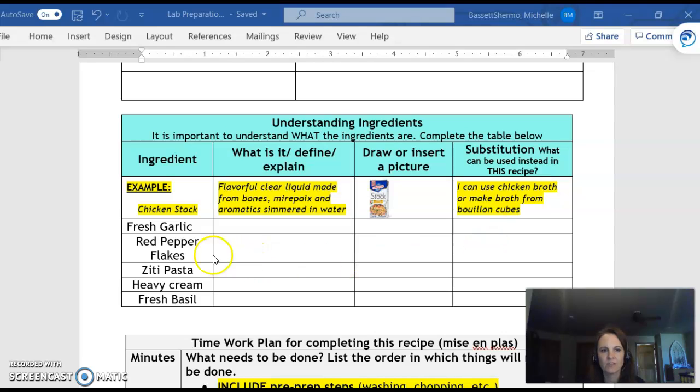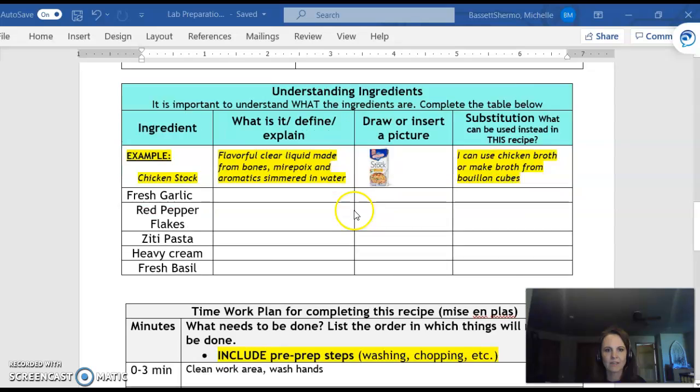Think about what we've used in class. Do you have to use the garlic? Do you have to use the red pepper flakes? So you need to process the recipe so you're understanding these different ingredients. So that's what's expected there.